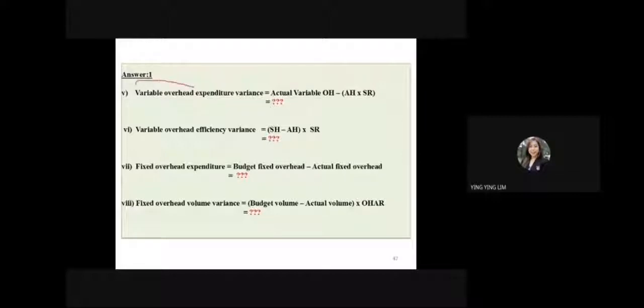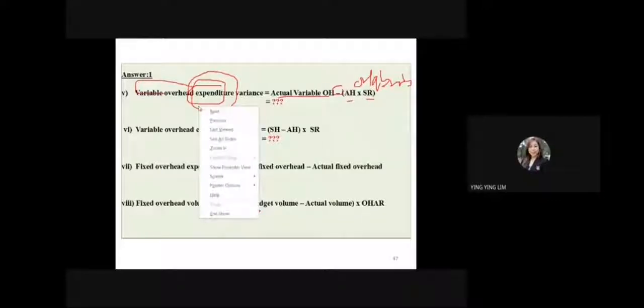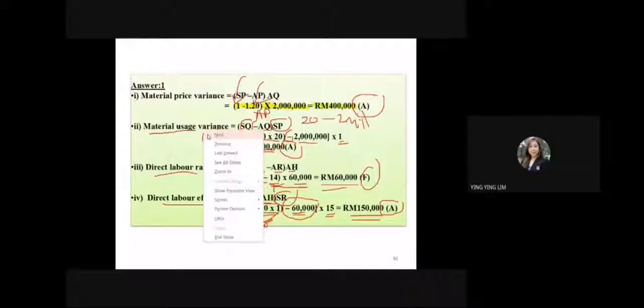Then variable overhead expenditure. Expenditure is already in RM. So you are comparing your actual variable overhead incurred in RM minus the overhead absorbed. So how to calculate your overhead absorbed? You use your OAR multiplied with actual basis. So your variable information here is not absorbed on per unit.